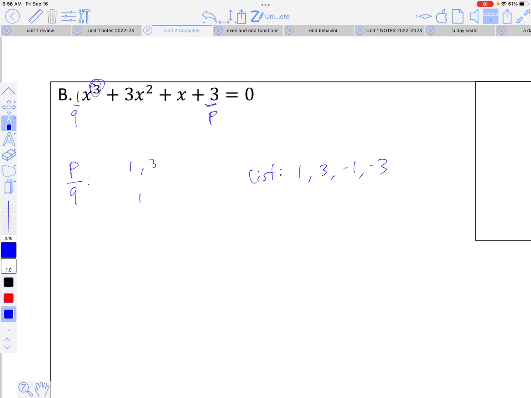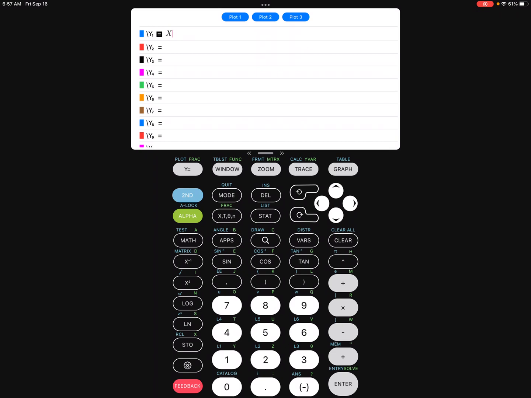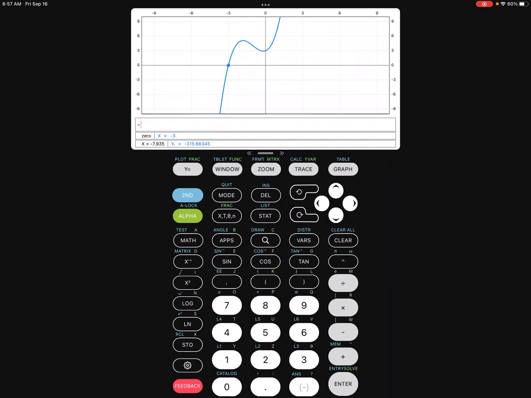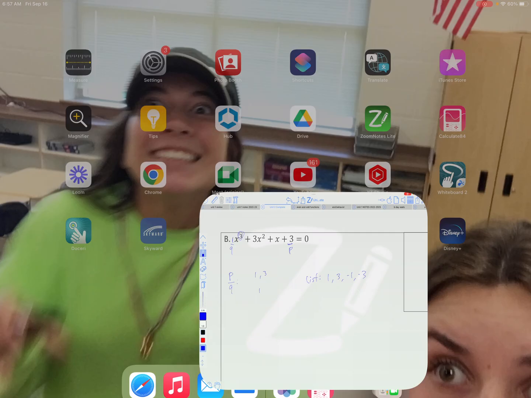So we're going to plug that into our calculator, or plug in each number by hand to check the remainder theorem. So y equals x cubed plus 3x squared plus x plus 3, and graph. Oh no. As you can see, there's only one solution, okay? Which is okay. That's why I'm here, to teach you what to do when you can only find one using the method. So I'm going to trace and make sure that it is indeed negative 3, and it is, because as you see, the output is 0, which means the remainder would be 0.